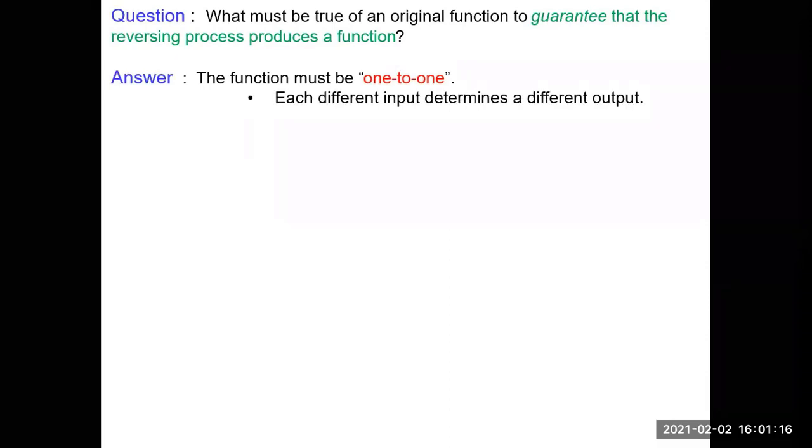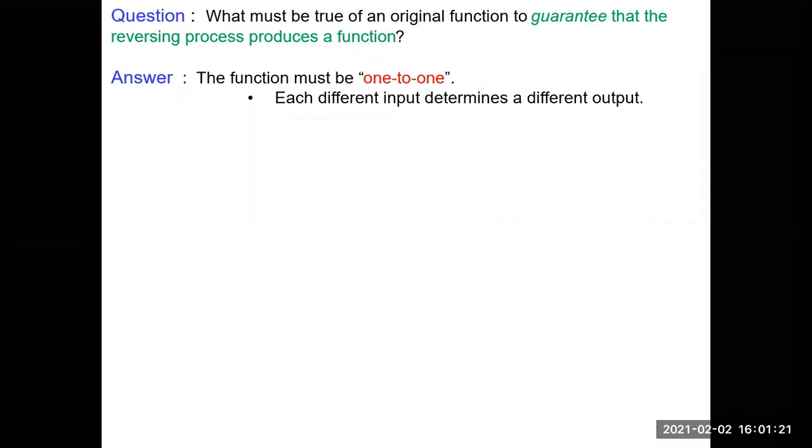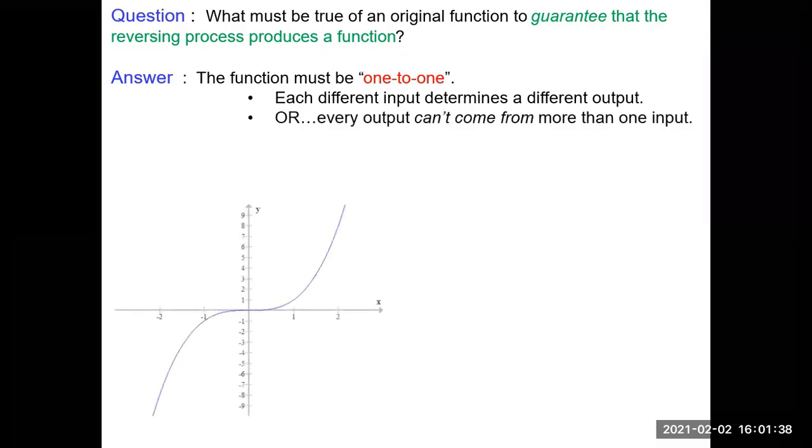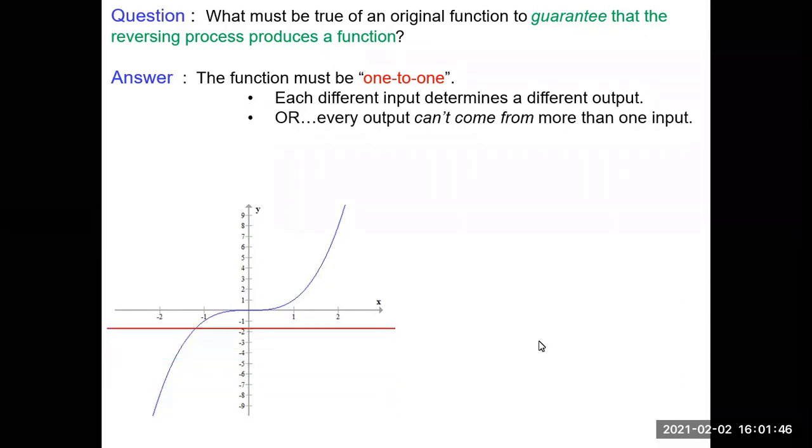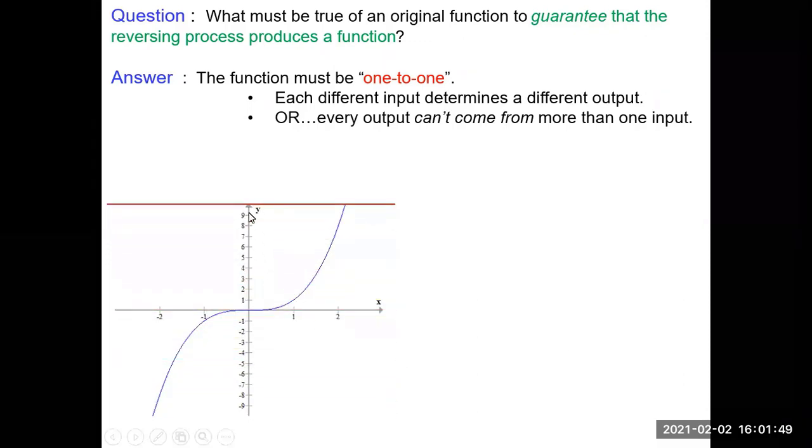If we take a look at what this means, this shows us that each input needs to determine a different output. So we know that in order to be a function, every input needs to take us to one single y value. But in order to be a one-to-one function, we know that every output can't come from more than one input. Now we can see that pretty easily on a graph. This is a function, but we also consider it a one-to-one function because every output along the y-axis is only giving me one single input, or is only coming from one input.